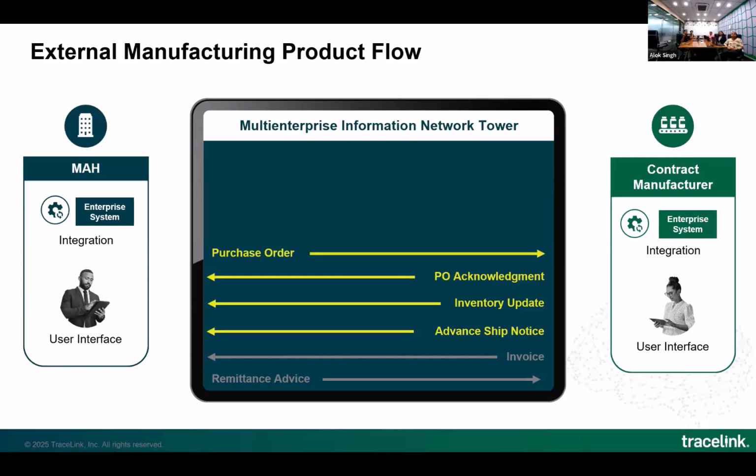You create an order, a purchase order, and send it to the CMO so that they can start manufacturing a batch or a number of batches, depending on the purchase order that the MAH places. Then the CMO acknowledges the purchase order based on the dates, batch, quantities, and so on. And then there are typical transactions sent, like inventory update or ASNs, when the CMO is ready to ship the batches.